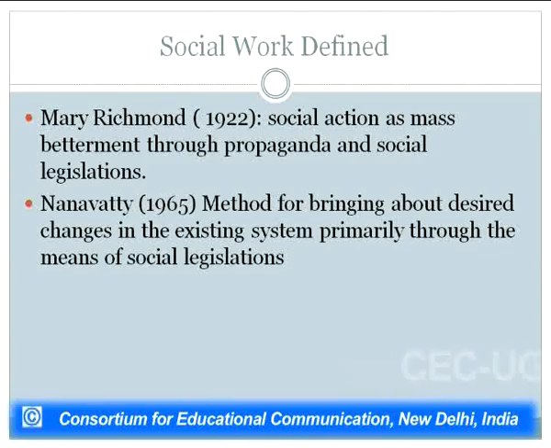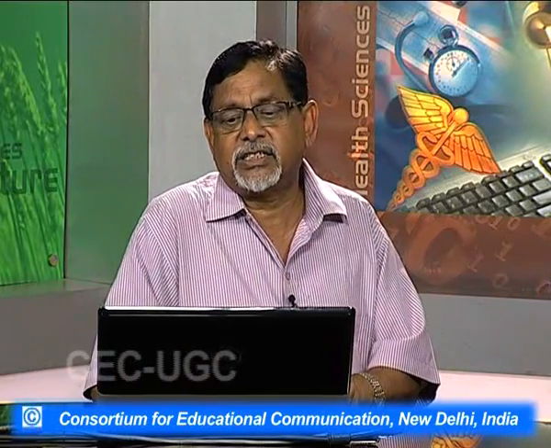As I told you, if you look at the 1922 definition of Mary Richmond, who speaks of mass betterment, she suggested at that time propaganda and social legislation as 2 major means, which has now gone much ahead. So we have social legislation as one of the major ways to do social action. But an Indian author, M.C. Nanavati, in 1965, after roughly 40 years of teaching of social work in this country, very emphatically put forward that social action is a method for bringing about the desired changes in the existing system, primarily through the means of social legislation and concerted efforts of people. That is, people's involvement is primarily required in social action.